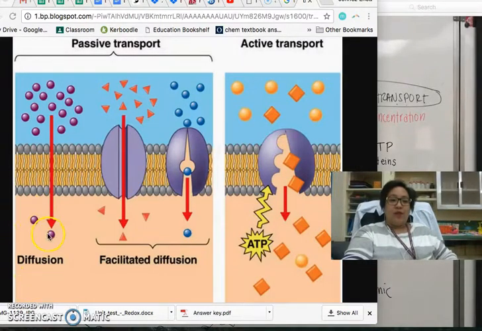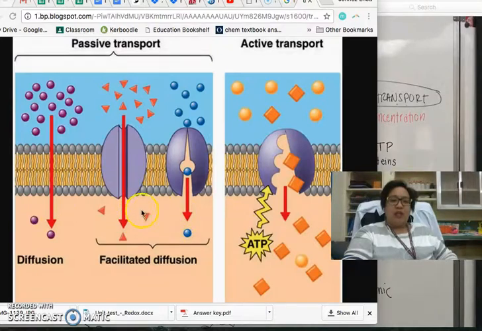So you have here diffusion, as you can see. You have a high concentration of these substances, and it just easily diffuses. It passes through the plasma membrane from high concentration to low concentration. Examples are oxygen and carbon dioxide.